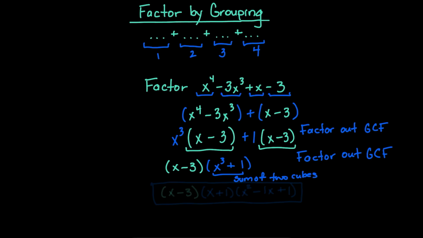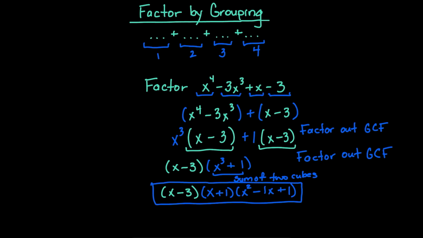If you haven't watched the sum of 2 cubes video, please check it out. So this is going to factor into x plus 1, x squared minus 1x plus 1. Again, if you're unsure how to go from the sum of 2 cubes to this, please check out the sum of 2 cubes video. It's a very simple formula to follow. And now all of our factors are prime and we're done.